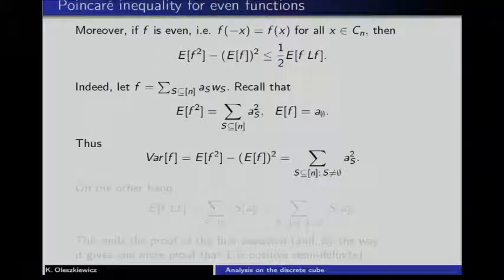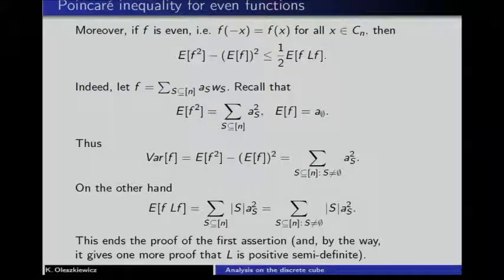We recall that the second moment is just the sum of squares of all coefficients, and we recall that the expectation is the coefficient that has the index empty set. So therefore, we can write down the variance as the sum of all squares of coefficients except the one that comes with the empty set.